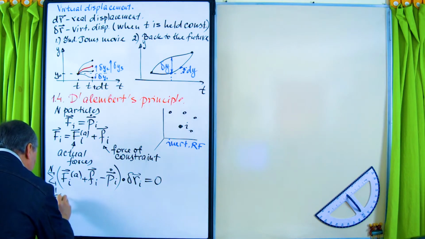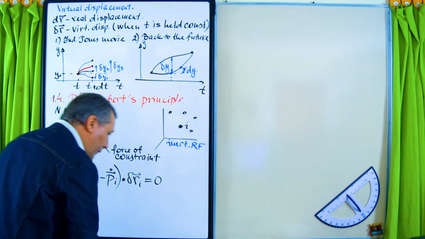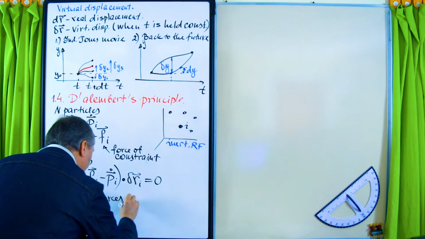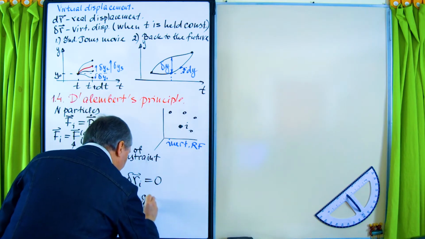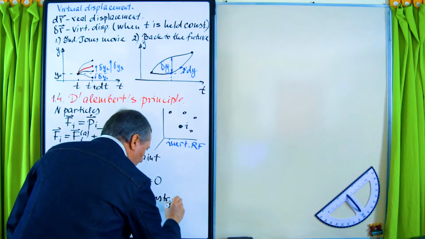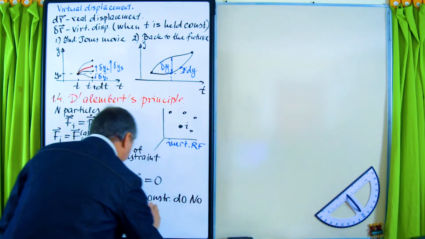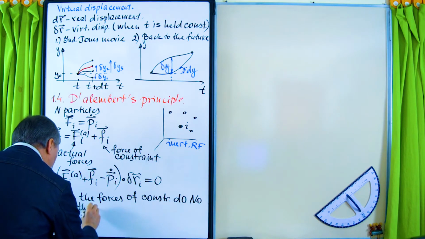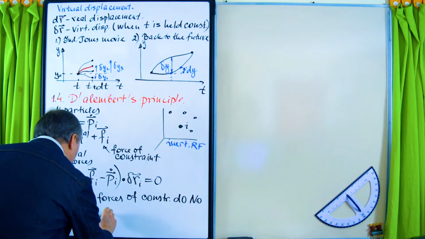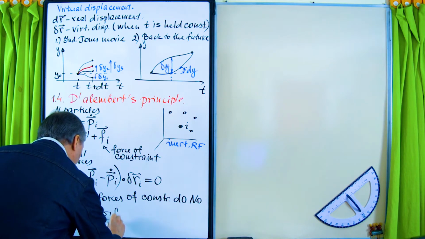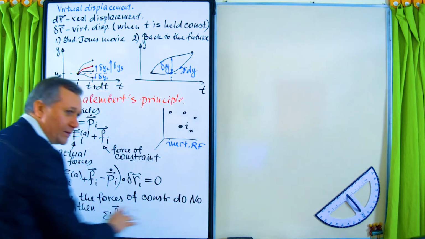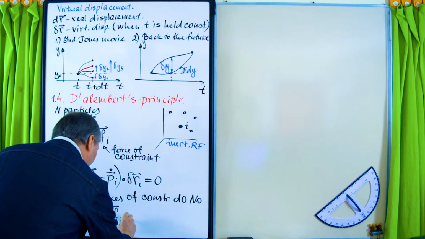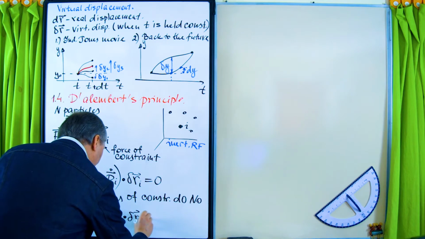I will probably write this. Since the forces of constraints do no work, then basically we can write that summation of Fi, it's difficult to write here at the end because I have a flat surface supporting the whiteboard. It's dotted with delta Ri equals to 0.